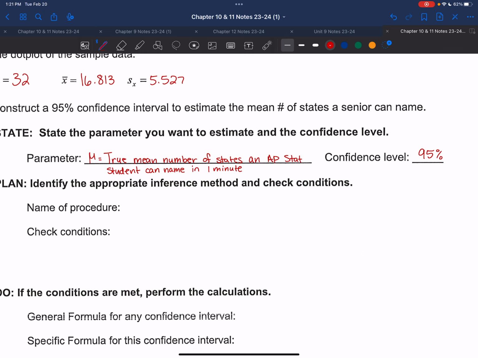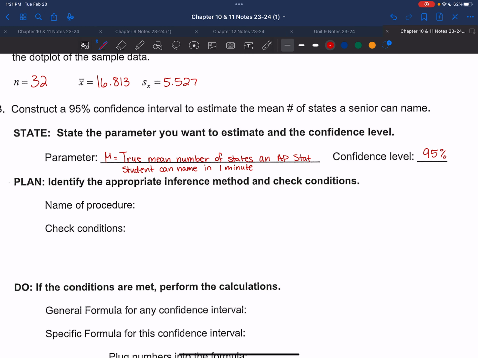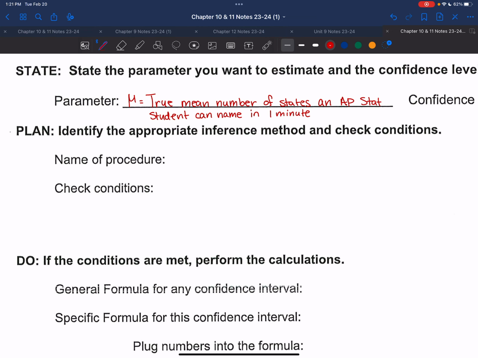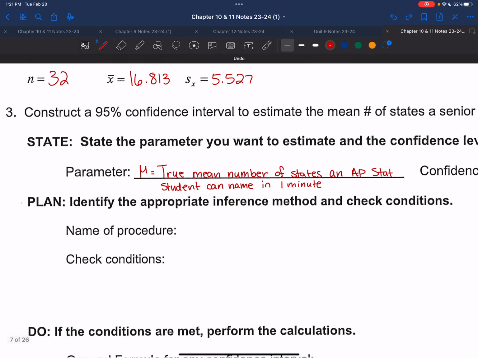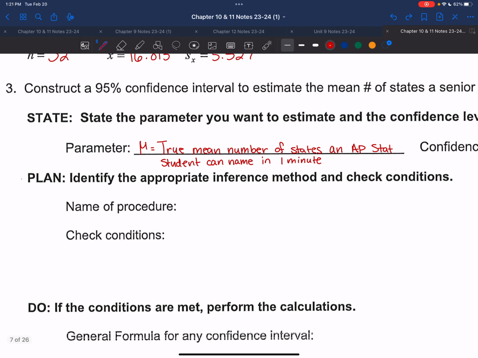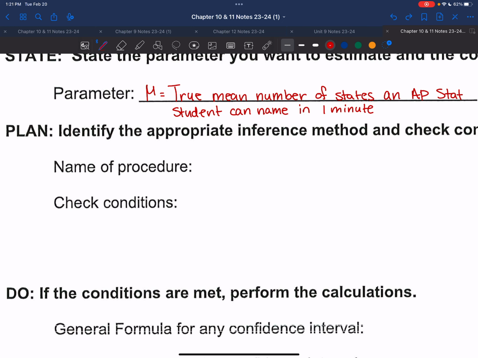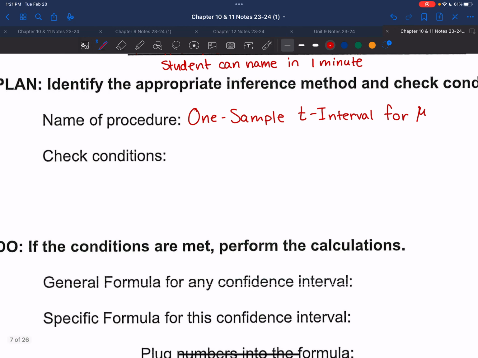Okay. In the plan section, I need to know the name of the procedure, and then I got to check my conditions. So we have one sample, and we are doing a confidence interval, right? So the name of the procedure is one sample. And since we're doing means, it's going to be a t interval for mu. All right, so conditions.